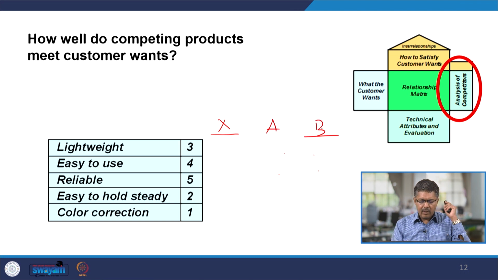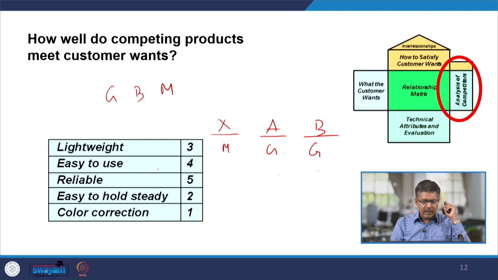Okay. Now, let us say company X is the company we are bothered about. So, this particular camera company, right. Now, how can people rate them? Let us say people can say either good, bad, or moderate. So, in terms of lightweight, company X gets a moderate. Company A is good, company B is good.